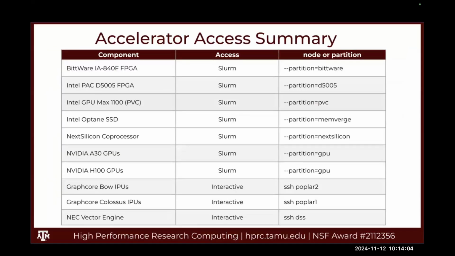And these are different summaries of the accelerators. That's the special partition that you need when you submit your job, and you can refer to the other slides for the ACES system to run your job if you want to use some of those accelerators.